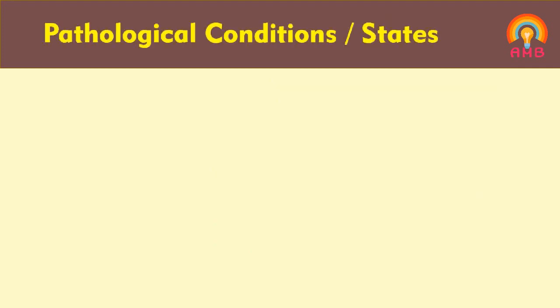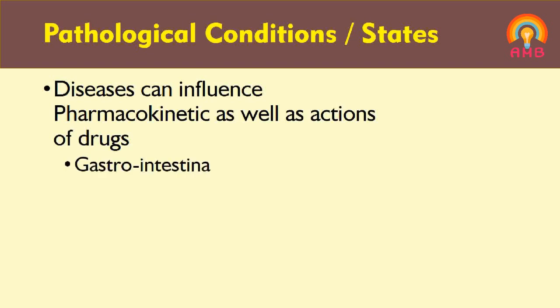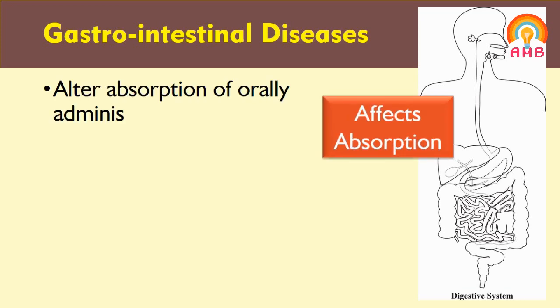Next factor is pathological state. Severe diseases can influence pharmacokinetics as well as the action of drugs. We are going to discuss the impact of two diseases on the action of drugs, which are gastrointestinal diseases and liver diseases. So first we are discussing gastrointestinal diseases. These can alter absorption of orally administered drugs.